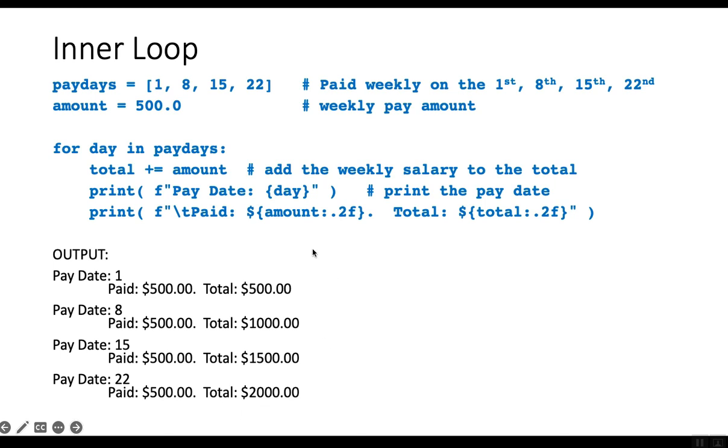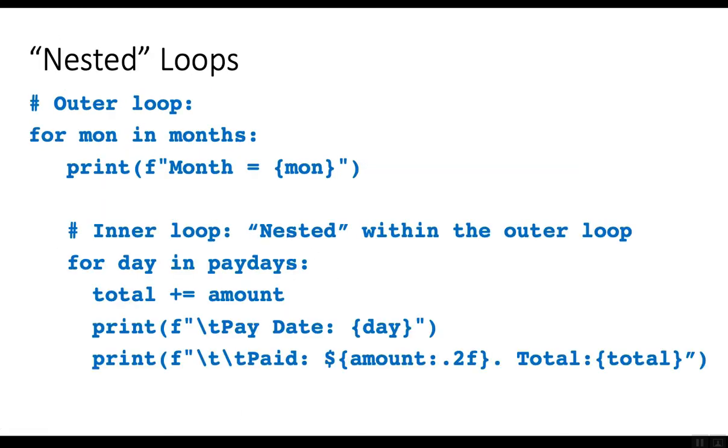So let's then nest these 2 loops. We're going to nest the inner loop within the outer loop. Here's the outer loop, for every month in months. Print out the name of the month. And the inner loop, we're going to say for every day in our 4 paydays per month, calculate the cumulative total, update accordingly. Print out the payday itself, 1, 8, 15, or 22. And then we print out the amount that was paid for that week plus the cumulative total. That is our nested loop structure.